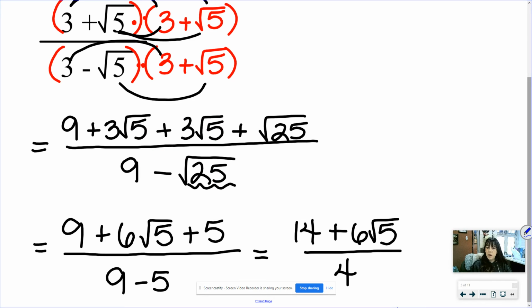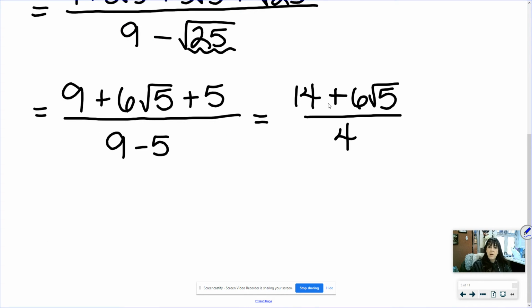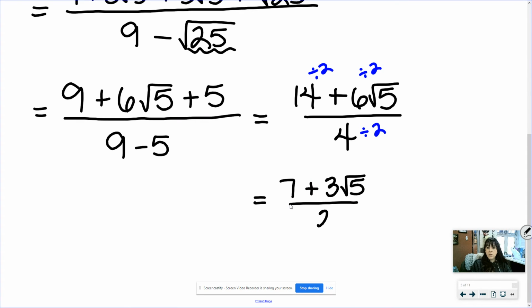And this does not happen very often, but I want to show you just in case. All of the numbers that are on the outside, so just not the radical, but all the numbers in front are actually divisible by 2. If all of the numbers, and it has to be all, if all of the numbers are divisible by the same thing, you can go ahead and divide them all to simplify the radical. So I could simplify this by calling it 7 plus 3 radical 5 over 2. Notice how the radical part did not change, only the numbers on the outside.